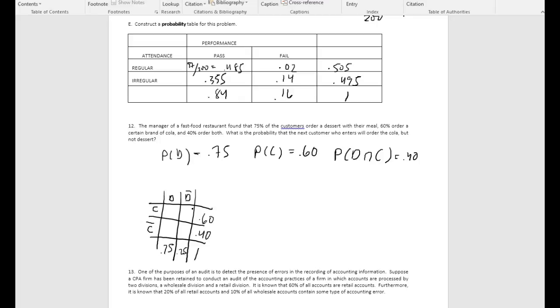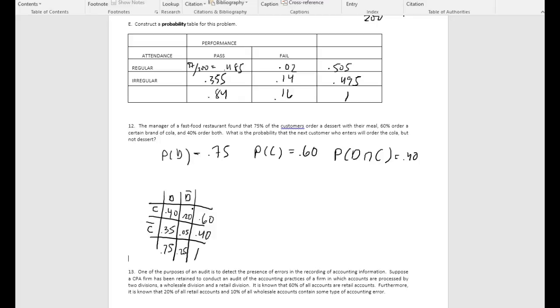We know the intersection of D and C is 0.4. So then we know what the intersection of C and not D is, which is 0.2. Let's just go ahead and fill in the rest of the table just because we can. There. So now we're poised to answer any question that comes up. But now let's answer the actual question.